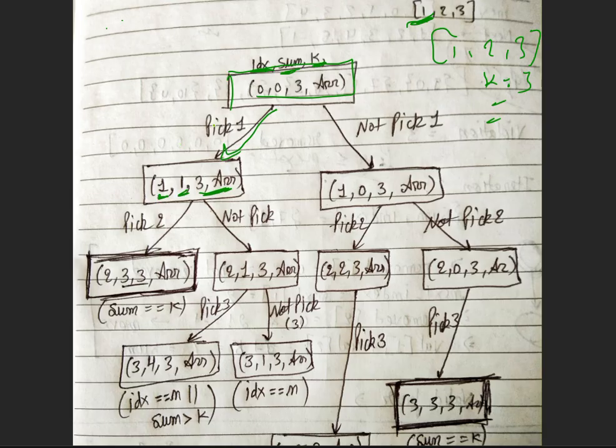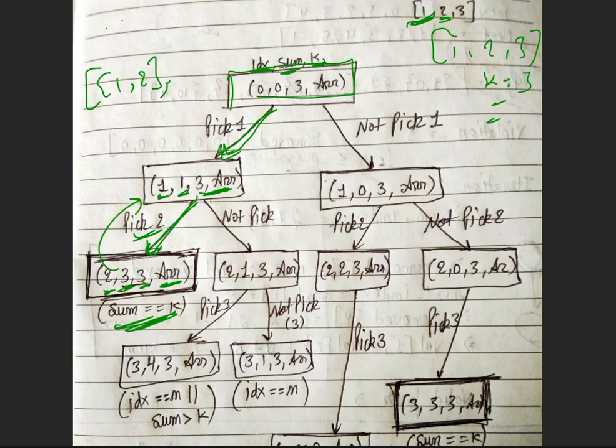Then after picking 1, we went to 2. So in 2, the first case is pick 2. If we pick 2, we increase the index to 2, increase our sum to 3, and k is equal to 3, and array. So now here sum is equal to k. So we'll store this path. What will this path give us? 1 and 2. So our answer is 1 and 2. We store this path and then we return back.